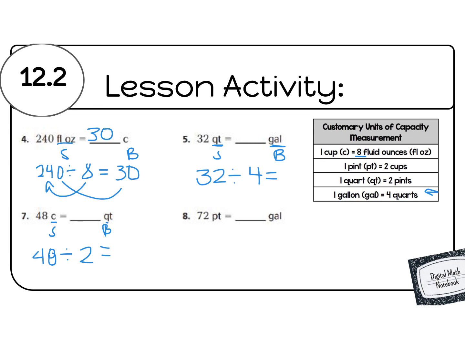And our last problem, we're going from pints to gallons. Pints are small and gallons are big. So that means we need to divide, just like our other problems here. This is going to be 72 divided by, let's look at our chart, from pints to gallons. From pints to gallons, we have to stop at quart. So there are 2 pints in a quart, and there are 4 quarts in a gallon. So that means we need to divide by 8, because 4 times 2 is 8.